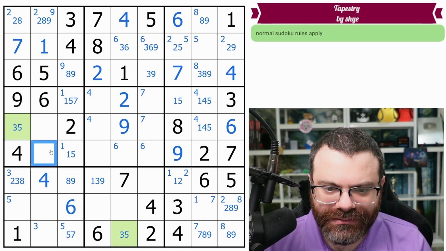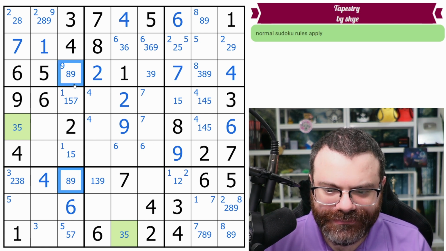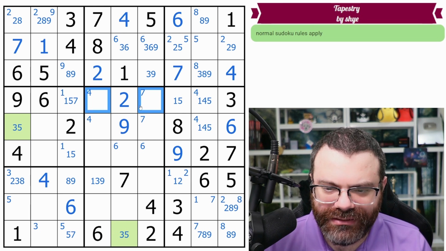Okay, what did I get? I feel like I just got something. I got this 8, 9 pair. Still missing something important here. 5. This one's not 5. What do we need in this row? We need 1, 4, 5, 7.